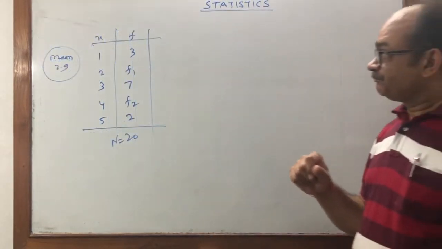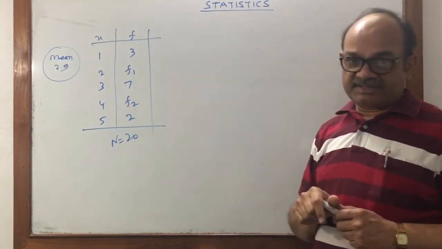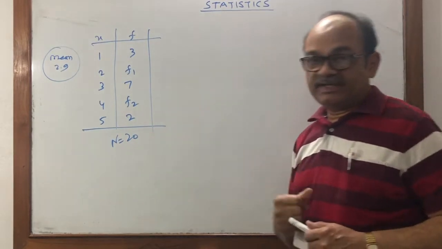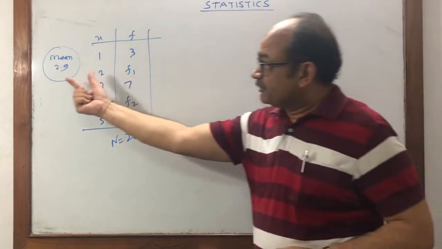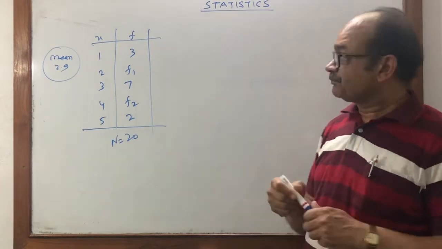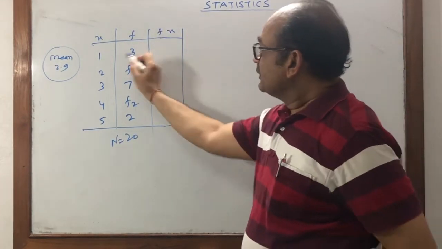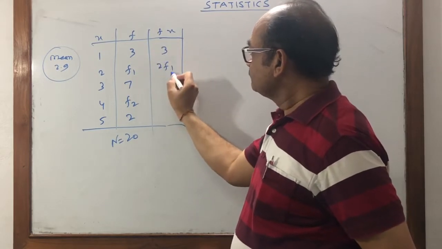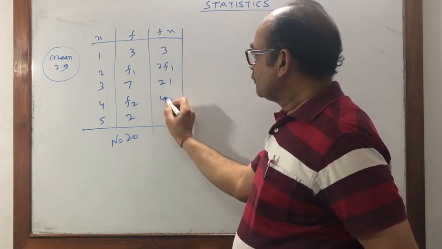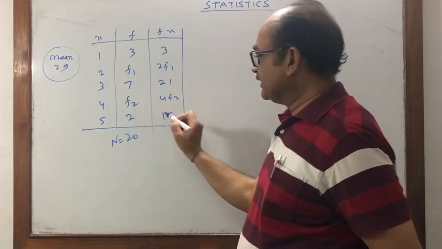Now one more question. But this time two frequencies are missing. But the total is given, n equals 20. Mean is given, 2.9. Method is the same. First step, one more column for fx. 3, 2f1, 21, 4f2, 5 into 2, 10.